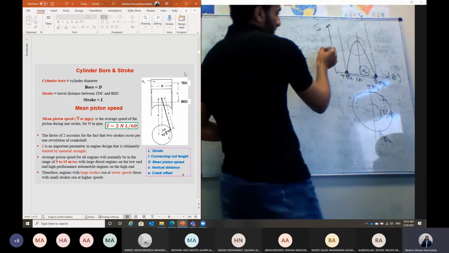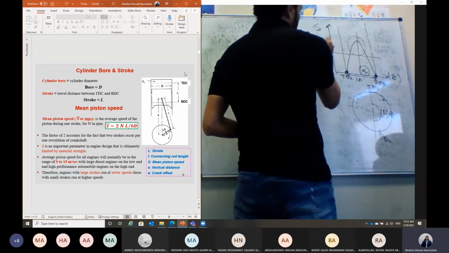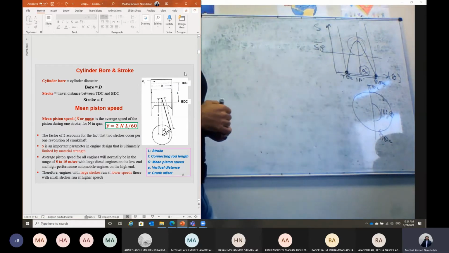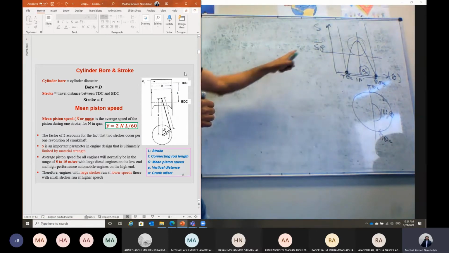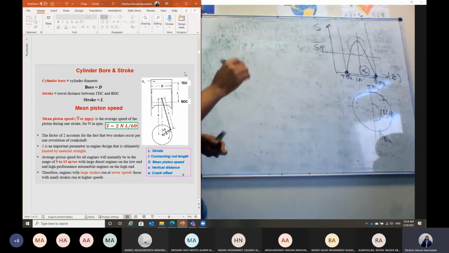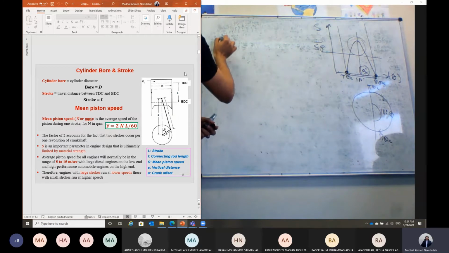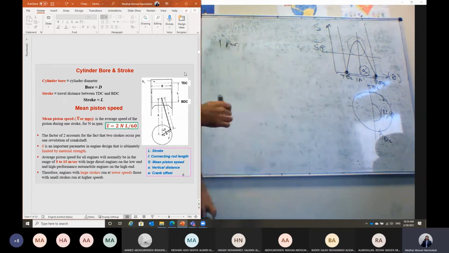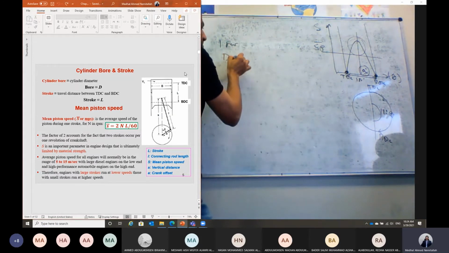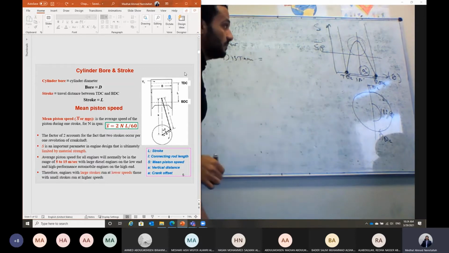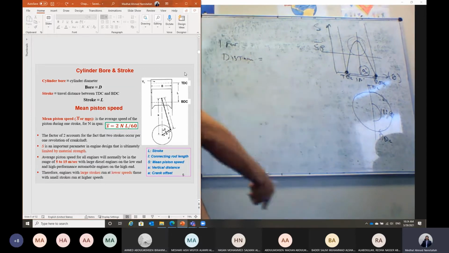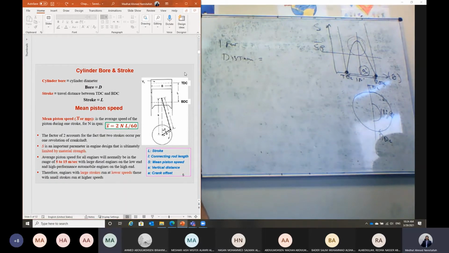But usually, for a given piston, we are interested in the value which represents the average piston speed. We call it S_P bar, or S bar, or whatever you call it. We call it the average piston speed. But if we consider, Shabab, one engine revolution, what will be the distance moved by the piston? For one revolution, what will be the distance moved by the piston?